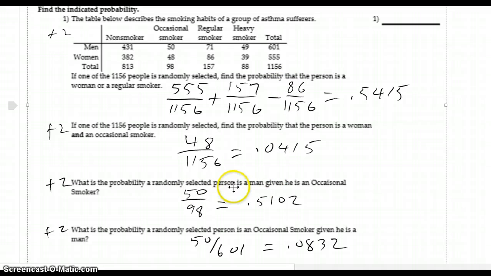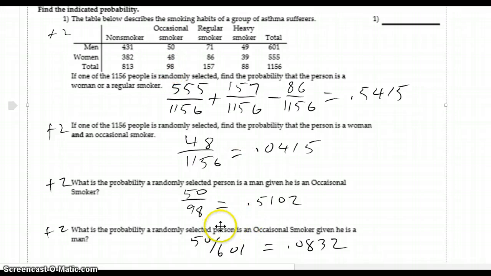Randomly selected person is a man given they're an occasional smoker. So that's the probability of A given B. So how many are both a man and an occasional smoker? There they are, 50. But now it says given they're an occasional smoker, so we're only going to compare that 50 to the occasional smoker category. So that's going to be 50 out of 98.